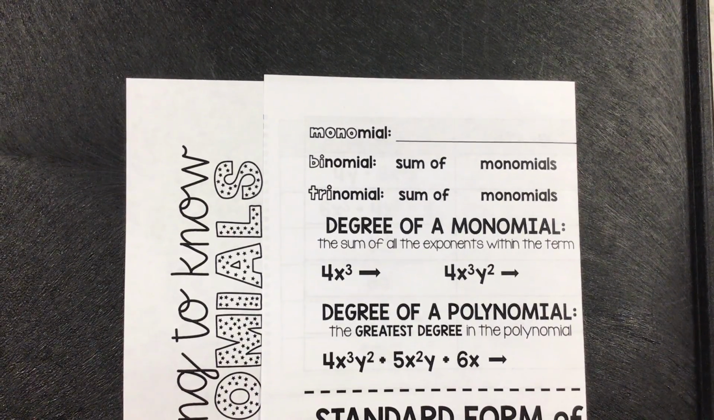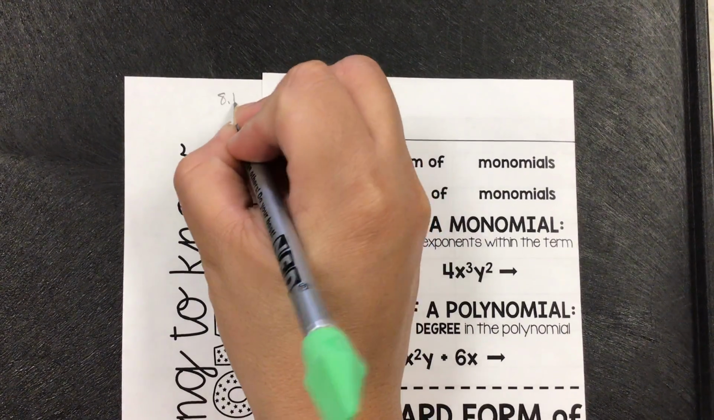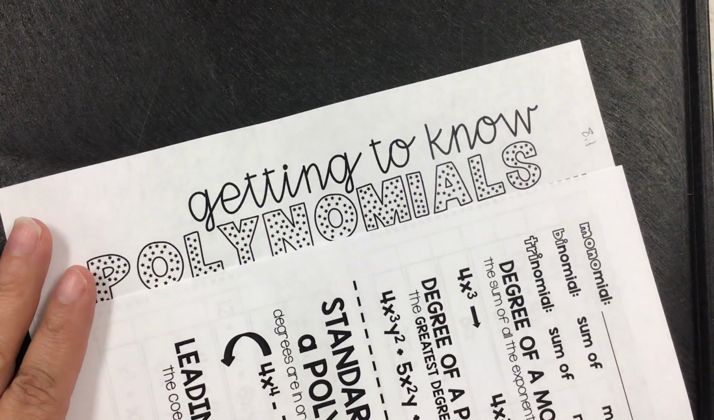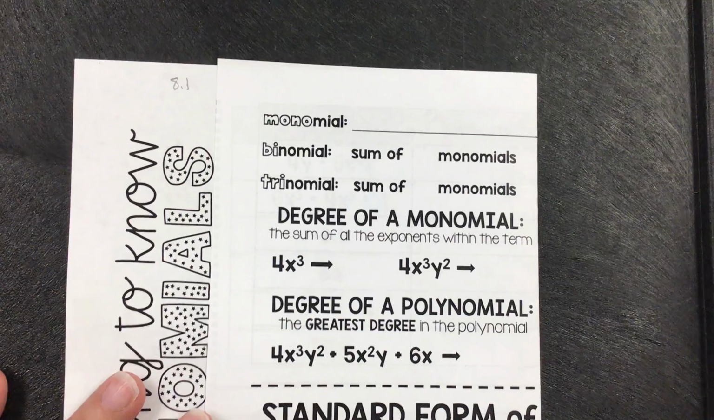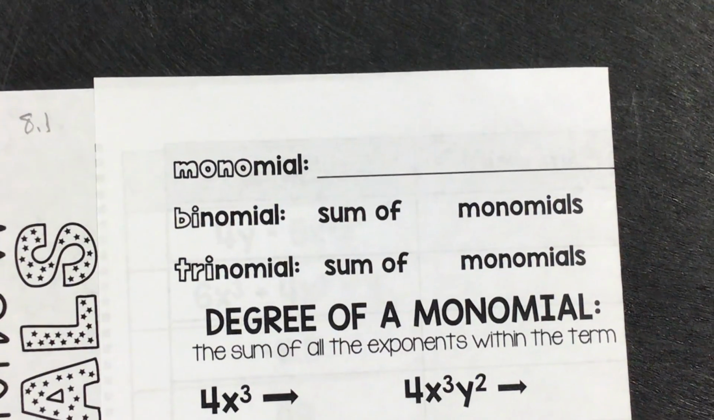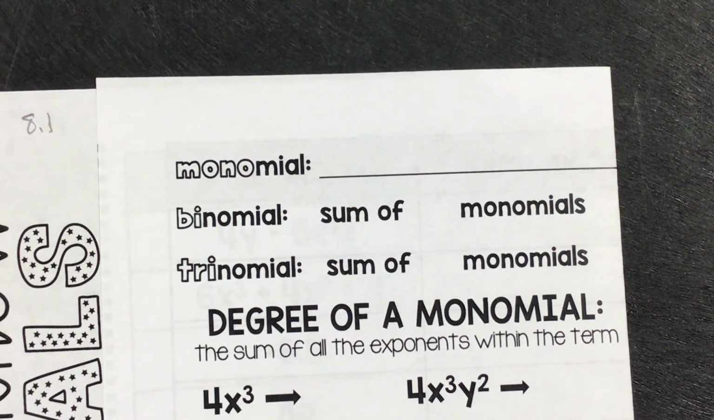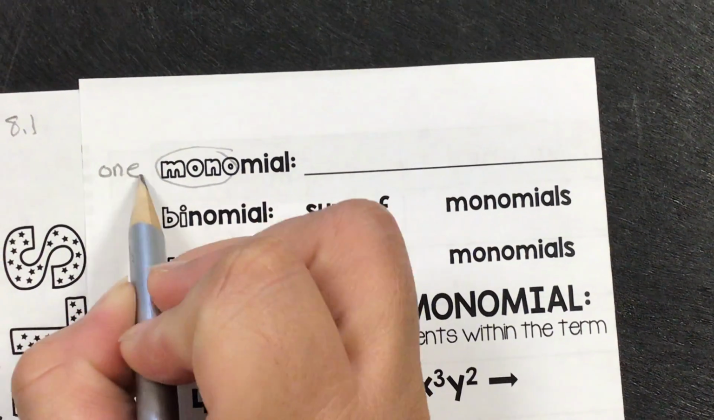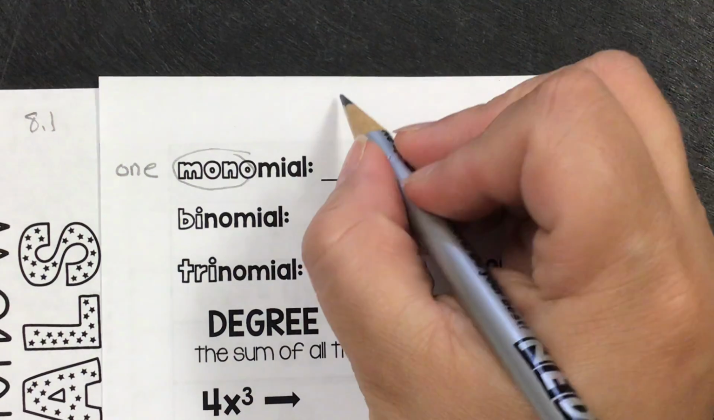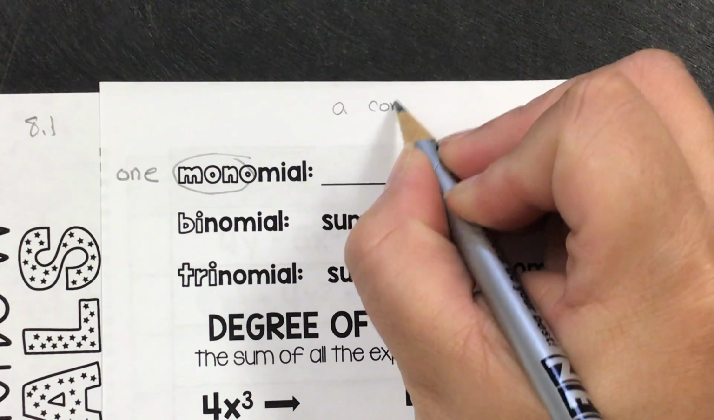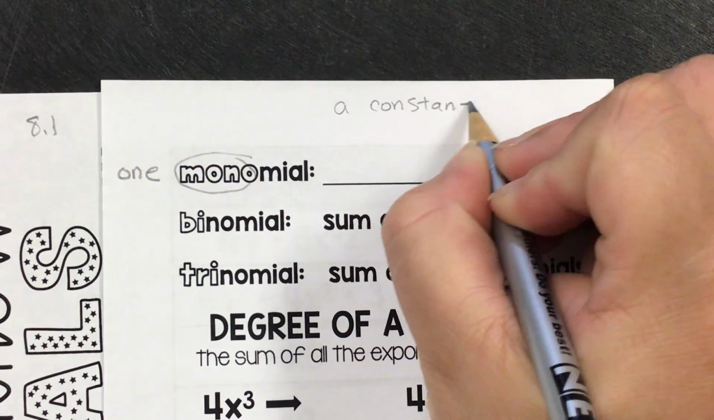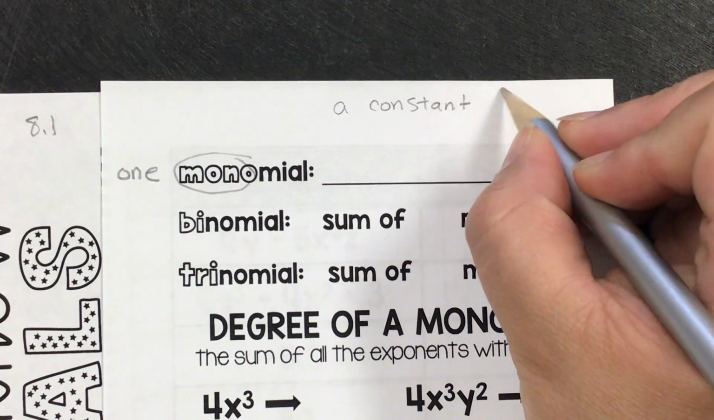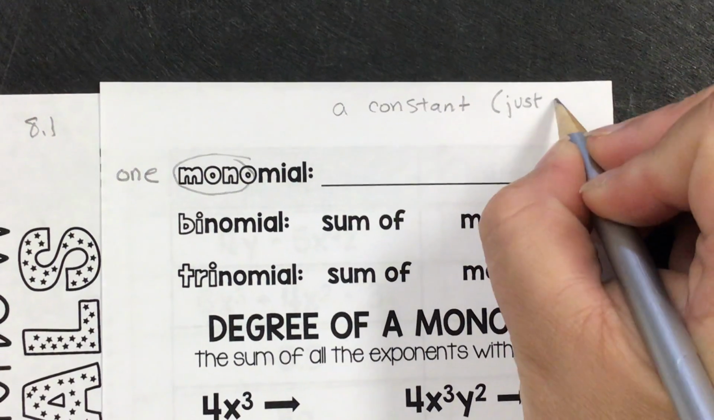This is the video for section 8.1, and what we're looking at is polynomials. We're going to start off by knowing what a monomial is, and the monomial means that it's just one of the following. It can be a constant. What a constant means is just a number without a variable. So I'm going to put just a number.